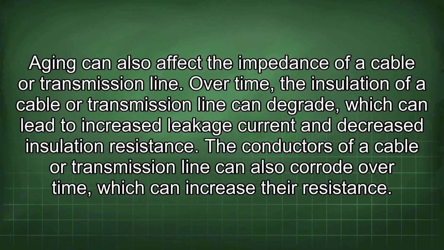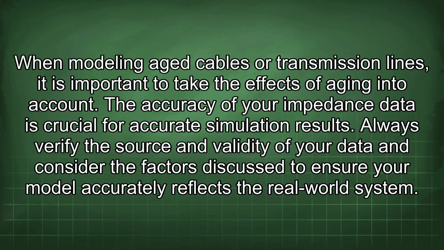Aging can also affect the impedance of a cable or transmission line. Over time, the insulation of a cable or transmission line can degrade, which can lead to increased leakage current and decreased insulation resistance. The conductors of a cable or transmission line can also corrode over time, which can increase their resistance. When modeling aged cables or transmission lines, it is important to take the effects of aging into account.